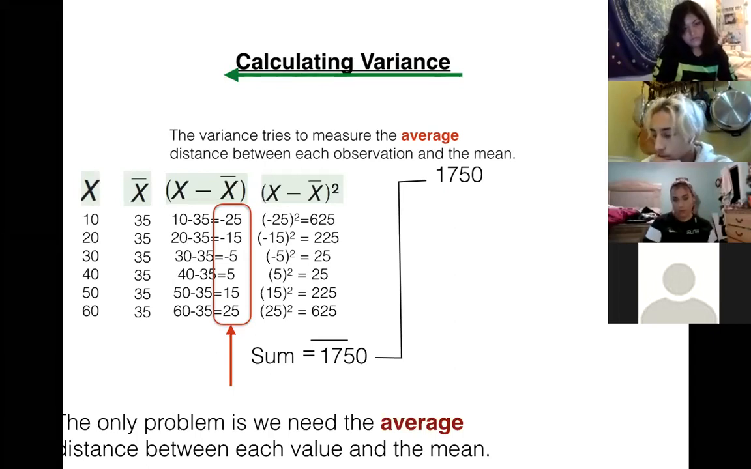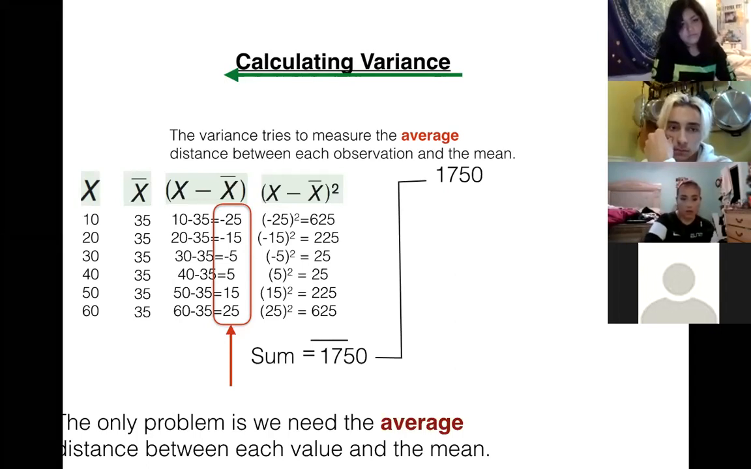Perfect. So we've got 1,750. Now, if we wanted to get the average of those numbers, what would we probably take the 1,750 and divide by? Salah Salami, you're next on my list.